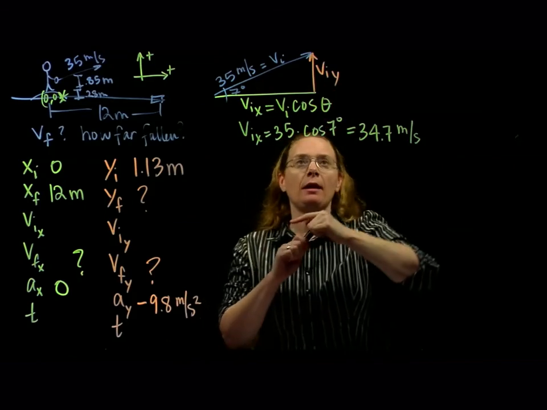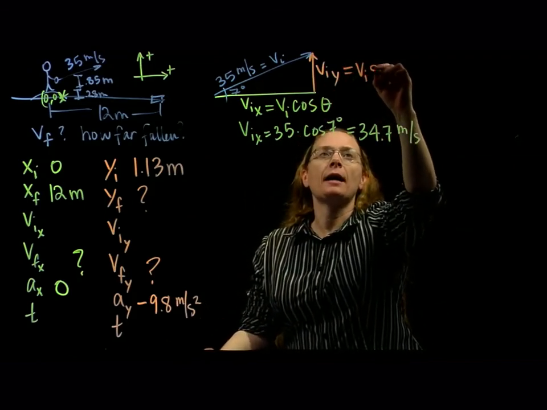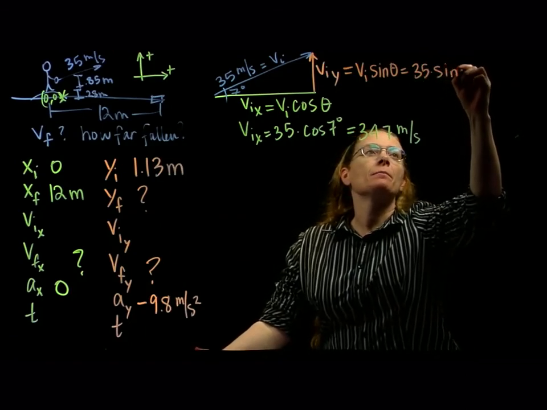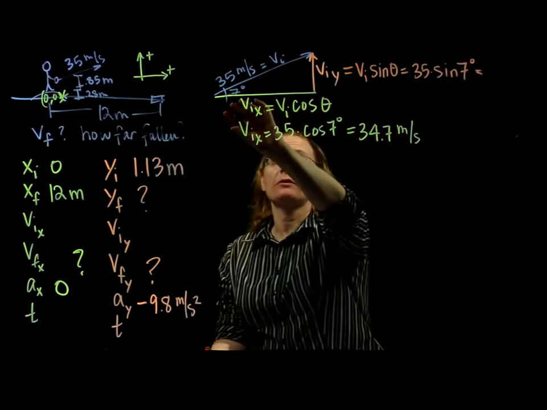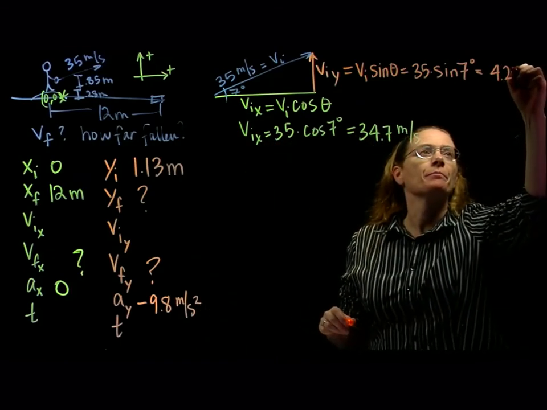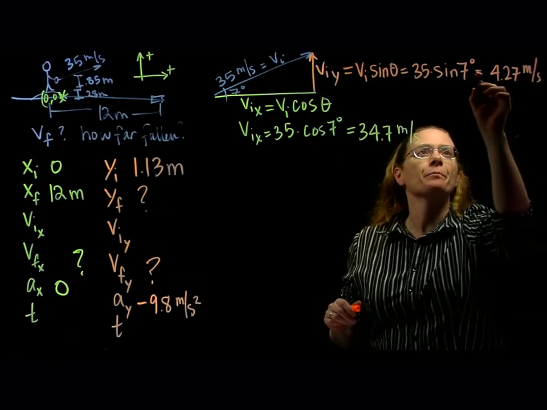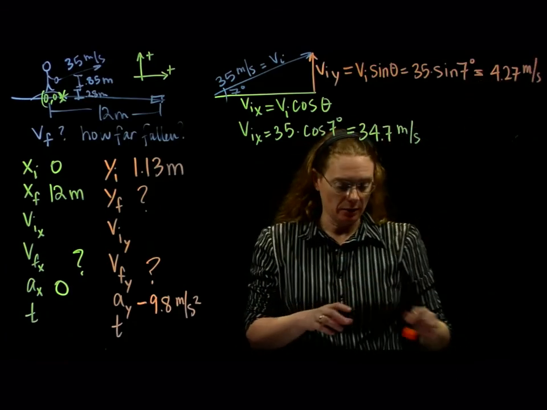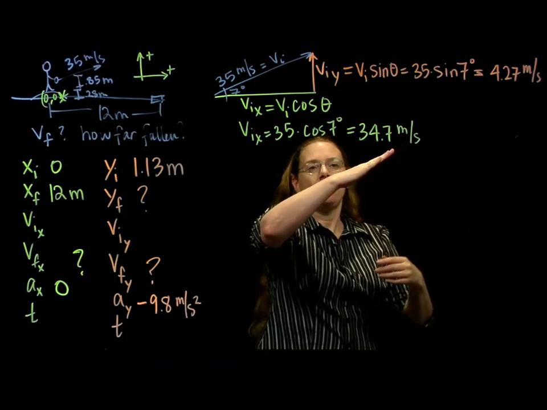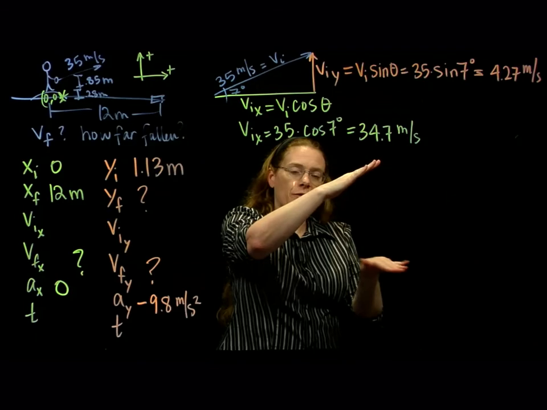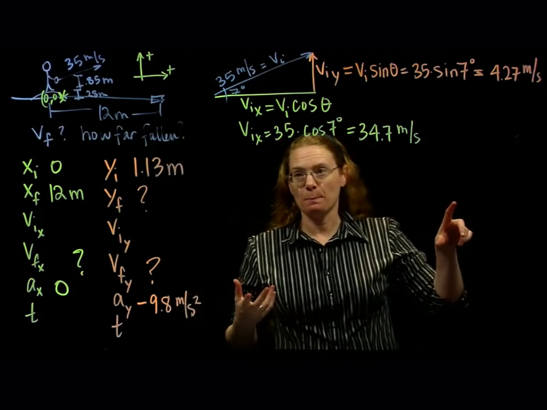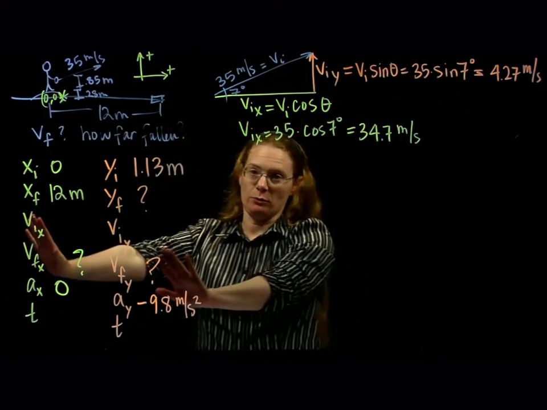VIY is opposite the angle. That's our sine component. So 35 times sine of 7, and that's going to be a small number because 7 degrees is tiny. I do the math, I get 4.27 meters per second. So what these represent is, out of that 35 meters per second going up like this, 34.7 meters per second are left-right, and only 4.27 are up-down. This is what goes into our chart.